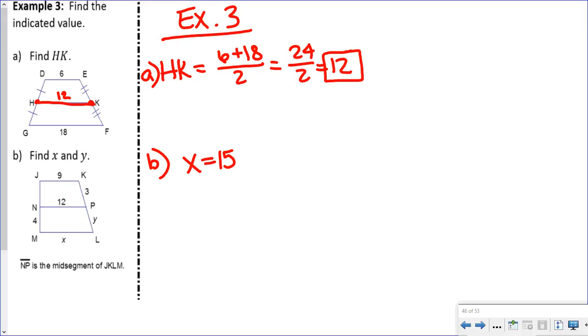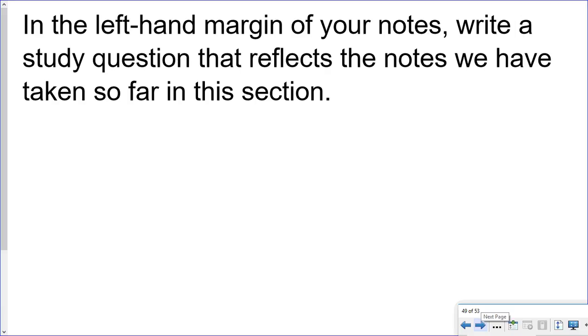All right. Now, since this is the mid-segment, I can mark this. So N is the midpoint there, and P is the midpoint here. So then what should y equal? 3. Since P is the midpoint of this leg, because NP is the mid-segment, then those two lengths have to be the same. Okay, so you'll have a couple more practice problems where they throw in a little bit more variables on your assignment to see if you understand how to do it. It is a book assignment, so you'll try it then. All right, so pause for a moment, and I want you to write one study question so far that reflects the notes that we've taken.